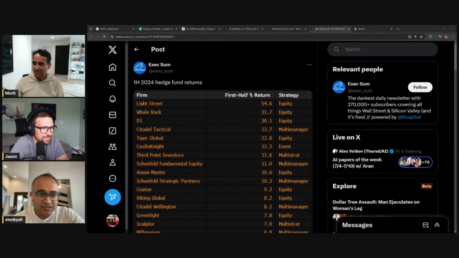Let's read off some of these names, right? At the top, Light Street, Whale Rock, never heard of them. D1, sort of a sizable firm. Citadel. But everyone under there, Citadel, Tiger Global, Third Point, Schoenfeld, Greenlight, all of them, the biggest names on Wall Street, have underperformed the S&P 500 this year. So the S&P year-to-date return is 17%, which puts it right between number 3 and number 4 on that list. Right? Yep.